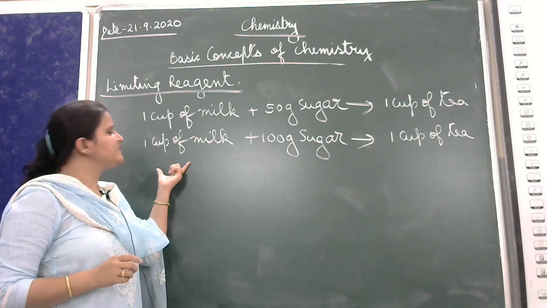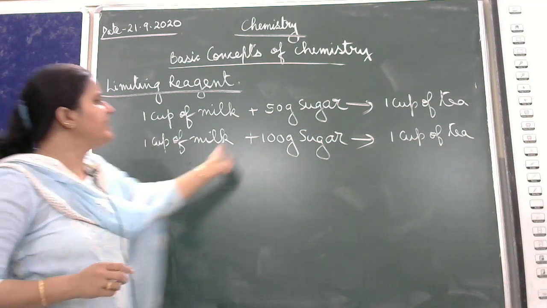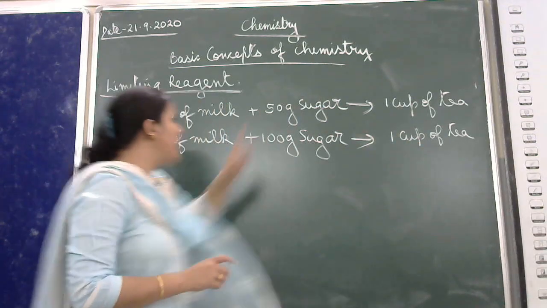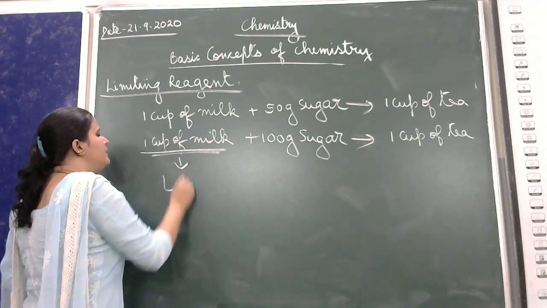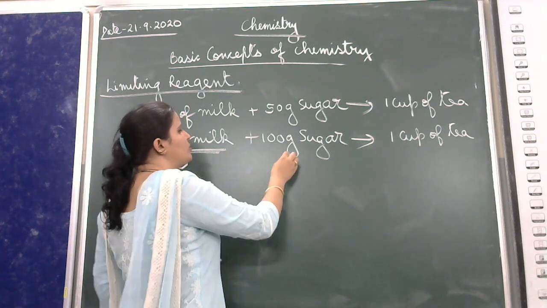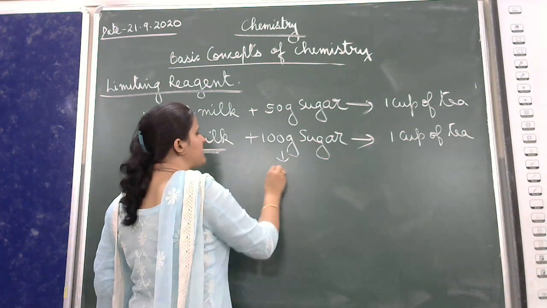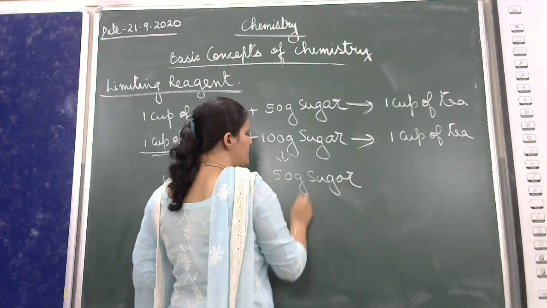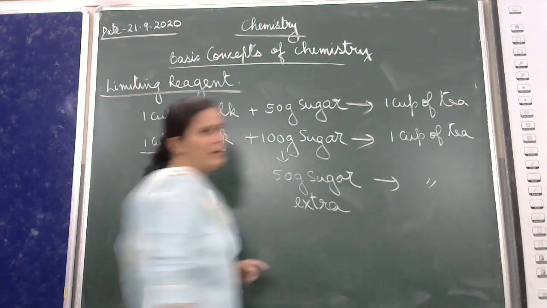So what does it mean? That this 1 cup of milk is actually deciding how many cups of tea you can prepare. Isn't it? So I will say that this 1 cup of milk is actually your limiting reagent. And from this 100 gram of sugar, 50 gram of sugar is used, and the remaining 50 gram of sugar is extra. So this will be left behind, and you can prepare this 1 cup of tea.